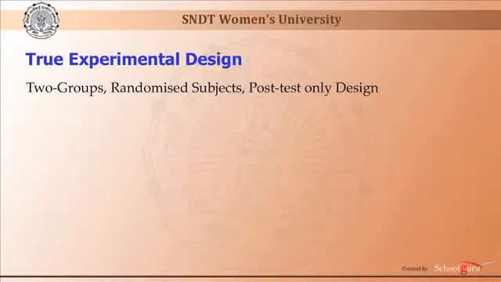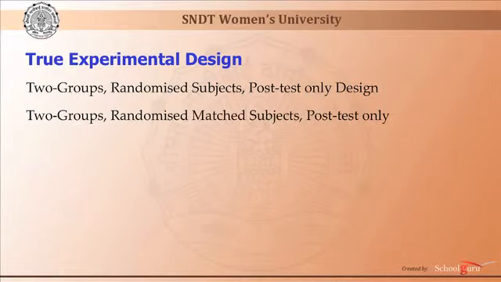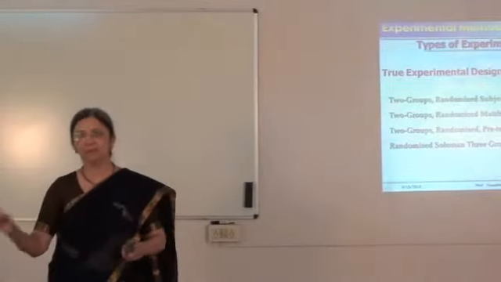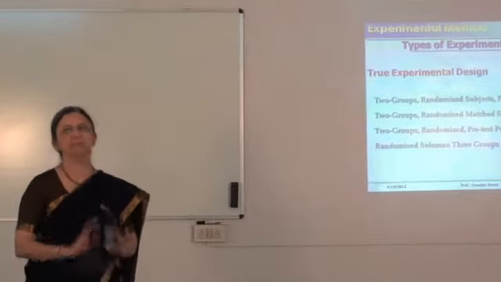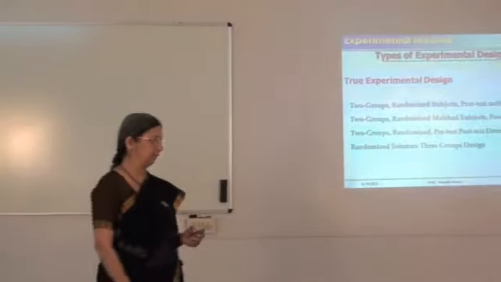Second type is two groups, randomized, matched subjects. One step ahead. They are randomly put, but as I said earlier, both of them have 60 marks. Now randomly you are putting them. One goes here, another goes here. So they are randomly put into two groups, but they are also matched. So it is a much better experimental design.